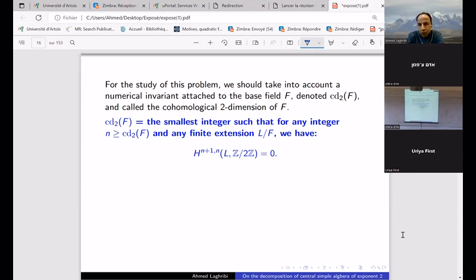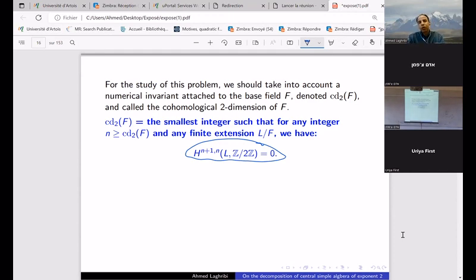cd_2(F) is the smallest integer such that for any integer n at least equal to cd_2(F) and any finite extension, this cohomology group is trivial. And I can recall for you what this cohomology group is.